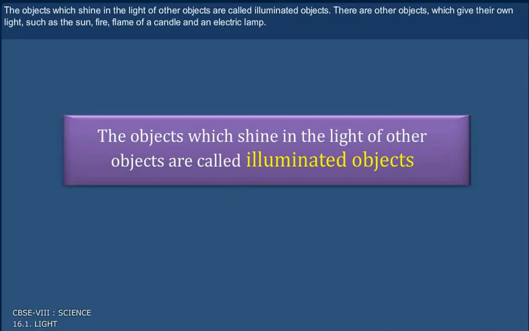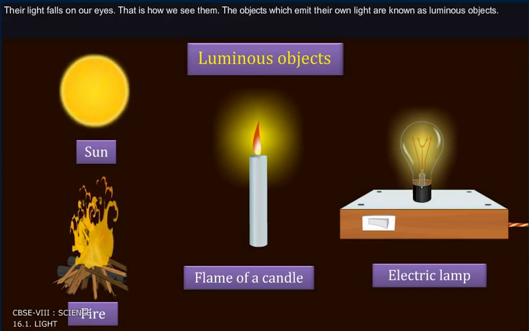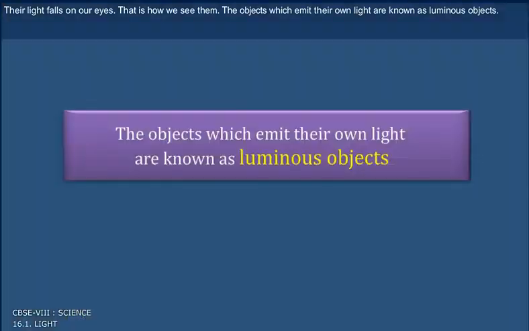The objects which shine in the light of other objects are called illuminated objects. There are other objects which give their own light, such as the sun, fire, flame of a candle, and an electric lamp. Their light falls on our eyes. That is how we see them. The objects which emit their own light are known as luminous objects.